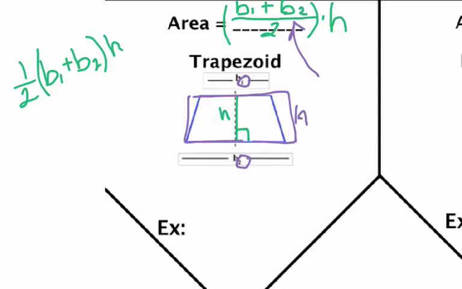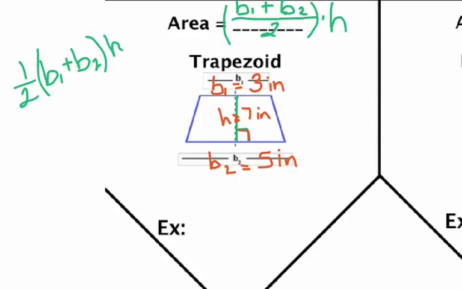times the height. So we're going to use the measures with the first base being 3 inches, the second base being 5 inches, and our height 7 inches. Again, we identified our bases because we have a right angle here. I know that the lines joining that right angle are going to be my bases and my height. So let's work out the example.